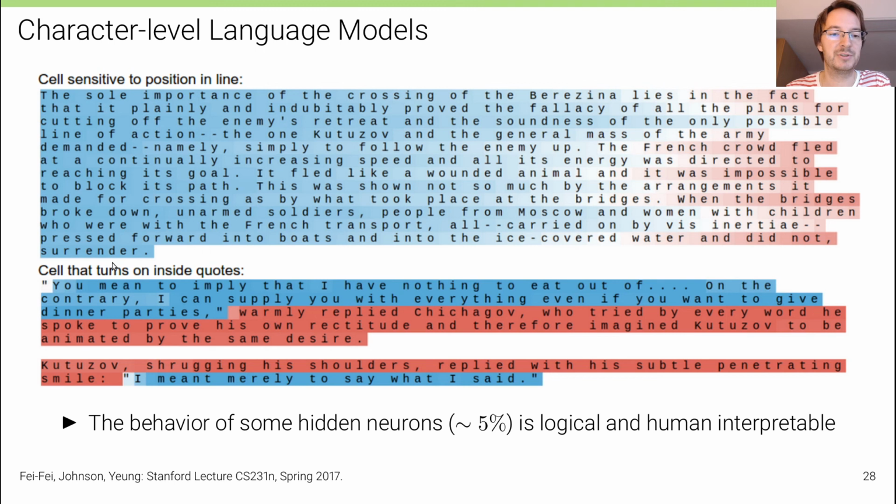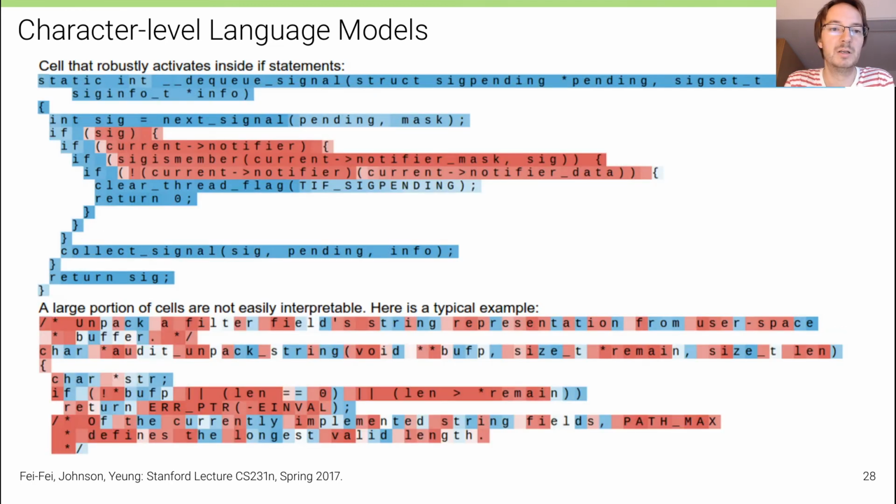There are also cells that turn on inside quotes. So for instance, here there's this cell that is blue inside the quote and then becomes red outside, and then if there's the next quote, it turns blue again, etc. There are also cells that activate inside if statements, so you know whether you're inside an if statement or not, and within which if statement you're inside, so that it's able to produce proper syntax. But there's also a large portion of cells that are not easily interpretable, as shown here, that are still useful to the model, but are just hard for humans to understand.